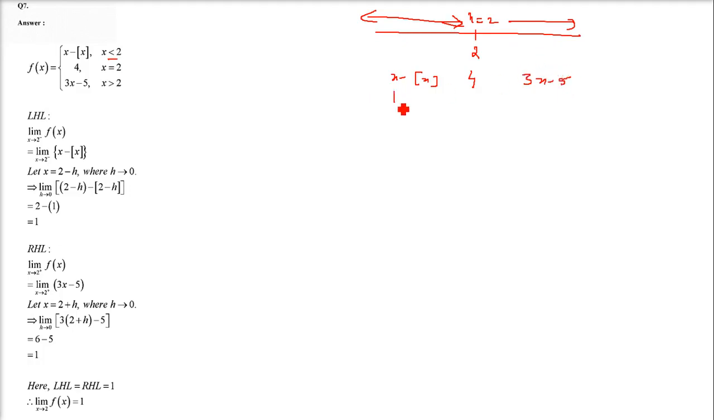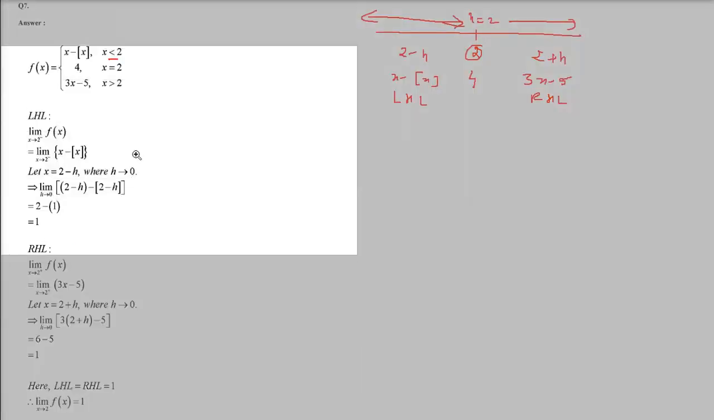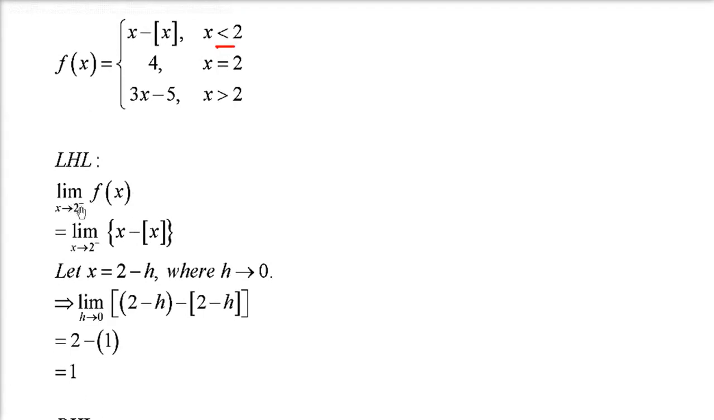So for the left hand limit, we will put a minus h. For right hand limit, we will put a plus h. Critical point is 2 here. So if LHL, RHL are equal, limit exists. So critical point is 2, so left hand side a minus h, a is 2, 2 minus h. Right hand side we are going to put 2 plus h. So see here we have f(x), x tends to 2 minus, so we are talking about less than 2, x minus greatest integer function. So here we are x minus greatest integer function, and in place of x we are going to put 2 minus h.